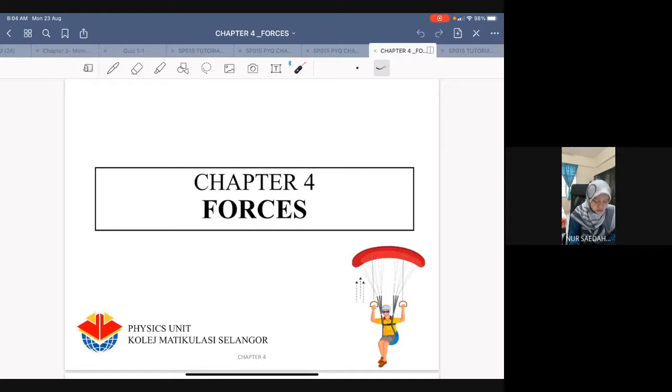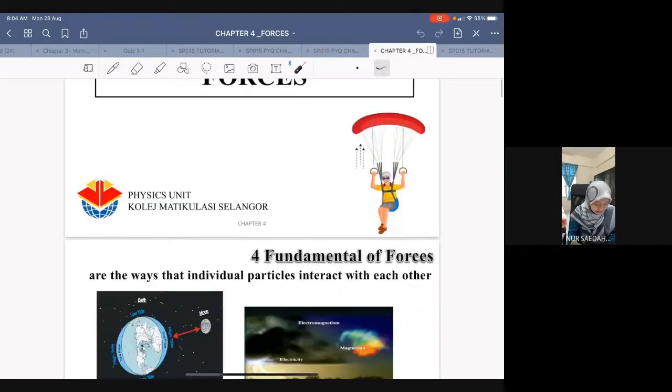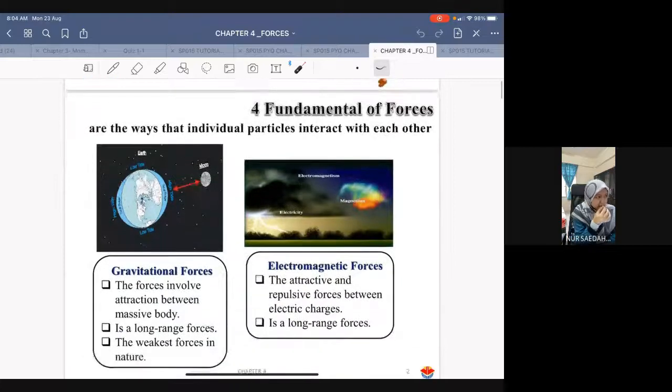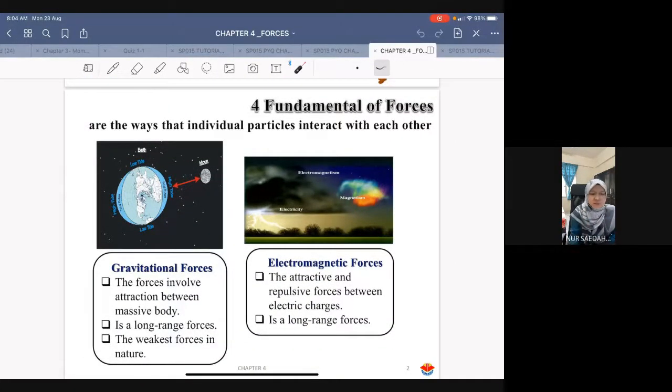Okay. So this one is chapter 4, about forces. By the way, korang pun dah belajar juga sedikit-sedikit tentang forces. Okay, so at the beginning, there are 4 fundamental forces. When we talk about fundamental, it's basic lah, basic force. Maksudnya tak ada yang paling basic daripada 4 force yang ini. Okay, so ini cuma pengetahuan sahaja. Kita akan belajar nanti lagi dalam semester 2 about these 4 fundamental forces.